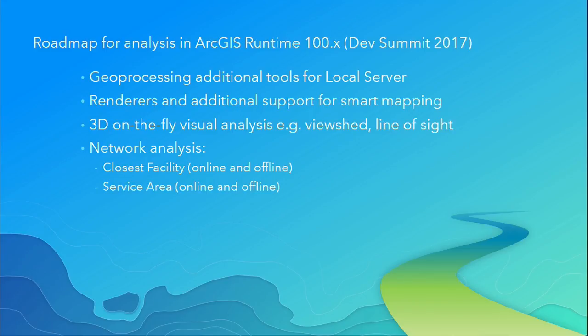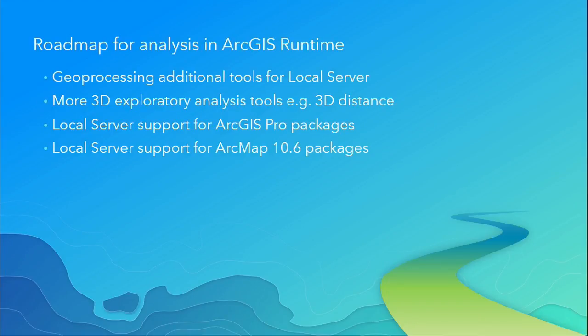We added renderers and additional support for smart mapping, so the visual variables that Lucas was talking about and the raster renderers. That's 3D on-the-fly analysis, so the line of sight and the viewshed running on the GPU there, high performance visual exploratory analysis, and then network analysis as well, so support for service areas and closest facility, both running off local data sets on the device, so again providing high performance transportation network analysis. So we managed to do all of that in 2017. Let's take a look at what we might be able to achieve in 2018 then.